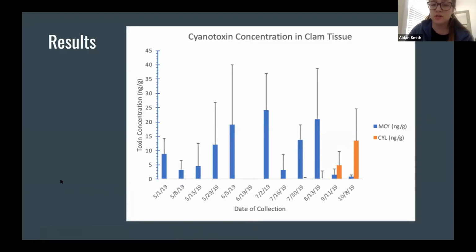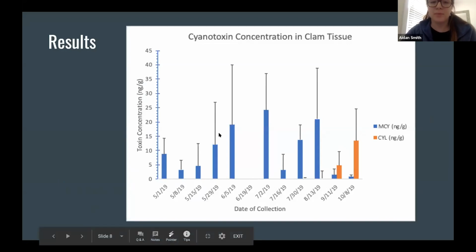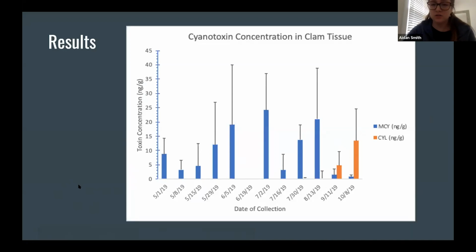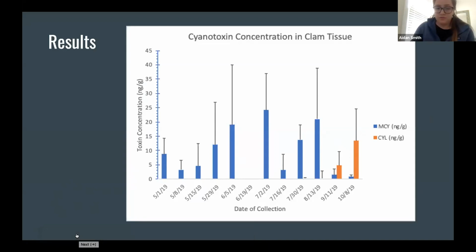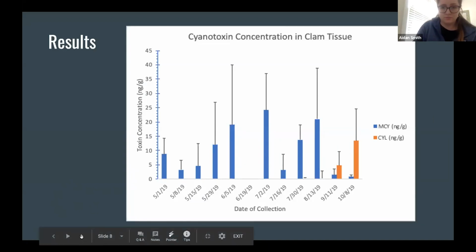So that was really interesting because we were expecting them to be present at the same time, but based on this specific data, you can see a cycle of when it starts to enter the tissues that we were looking at, and then when it starts to decrease, and then when cylindrospermopsin starts to take the place of the microcystin.